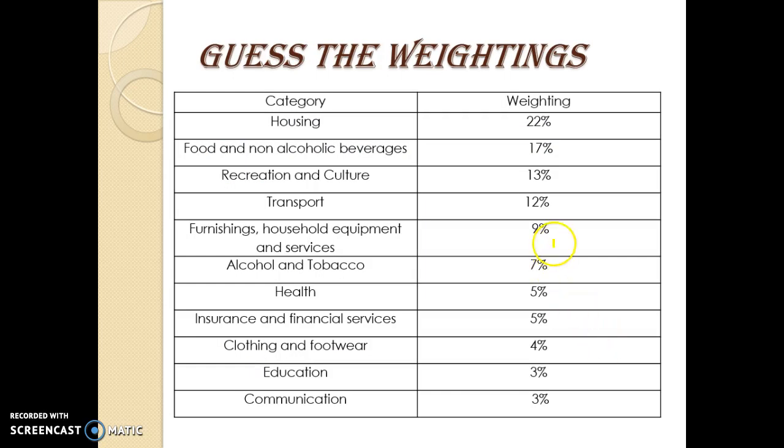So basically these are the weightings. Housing gets a weighting of 22%, the biggest weighting, then food and alcohol, all the way down to communication. And you've got things like health and transport in the middle. So basically we're saying the average household spends around 22% of their income on housing. It's not going to be the case for every single household, but that's the average.